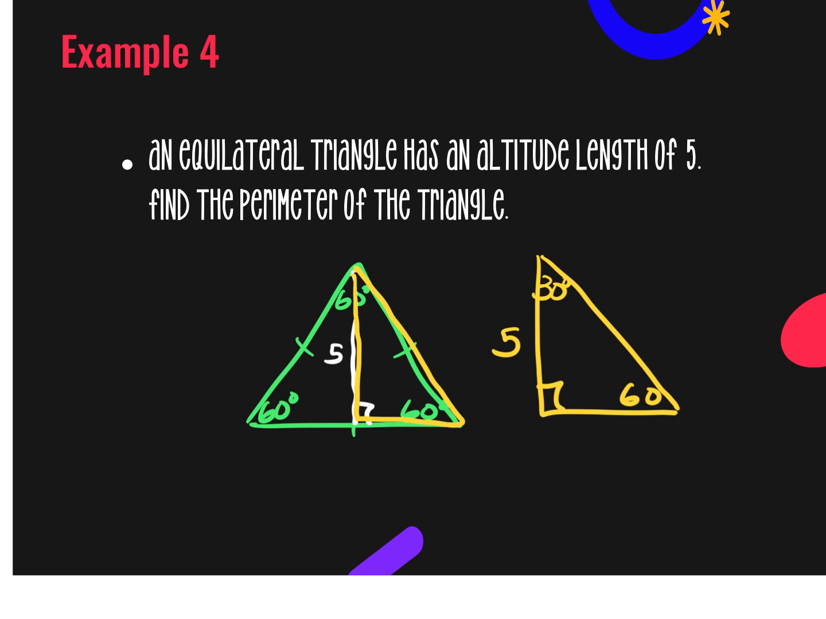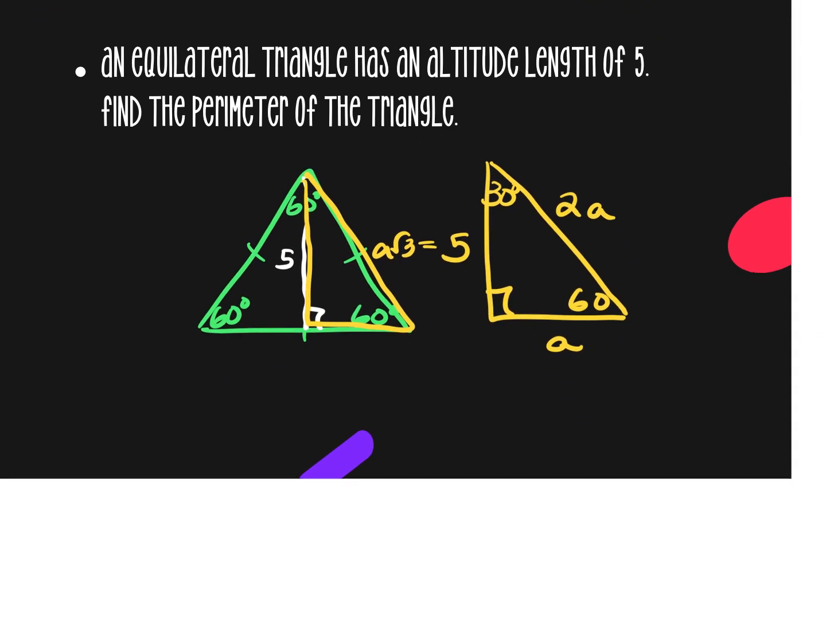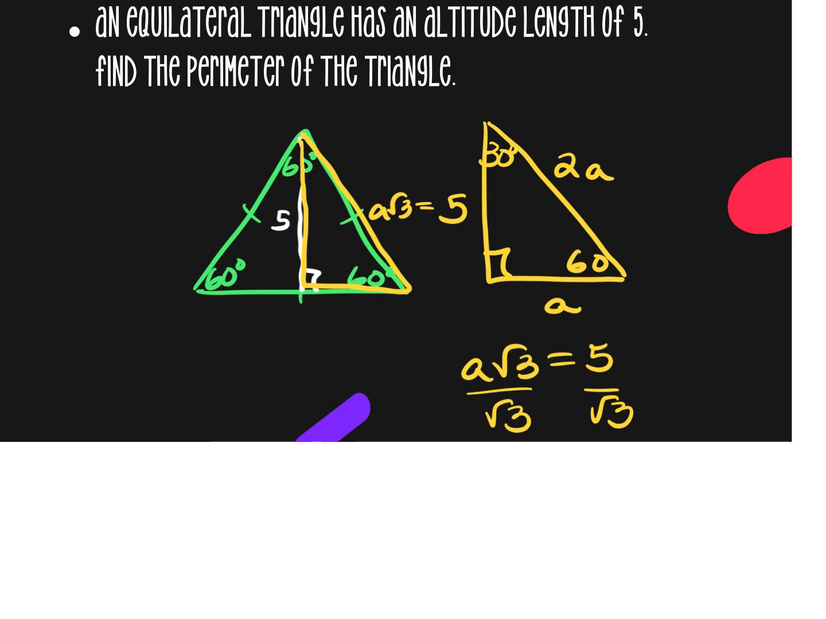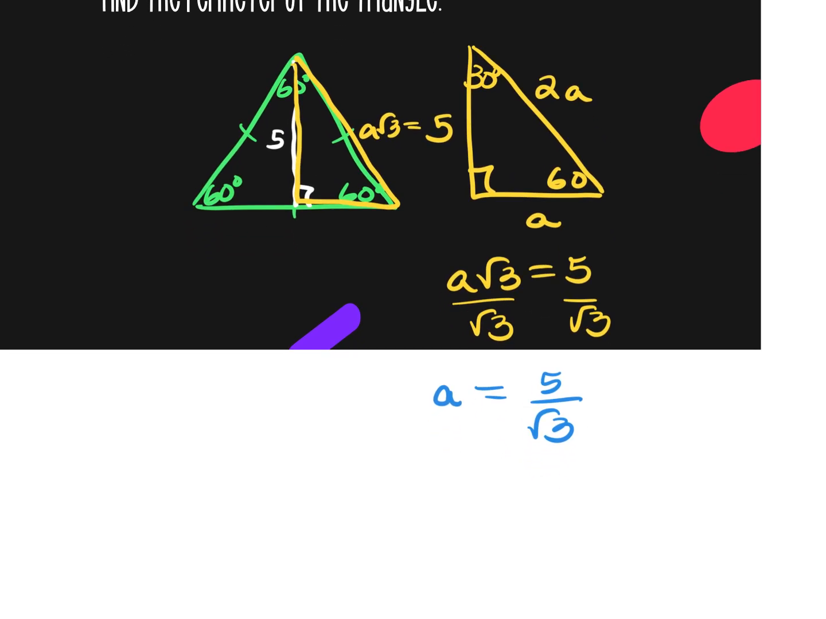So this 5 is equal to a square root 3. This is a, this one will be 2a. So I need to solve for a. So I take my a times the square root of 3, set it equal to 5, divide both sides by the square root of 3, and I get a is equal to 5 over the square root of 3. Can't leave that radical in the bottom. Rationalize it. So a is 5 times the square root of 3 over 3. So that's this side down here.